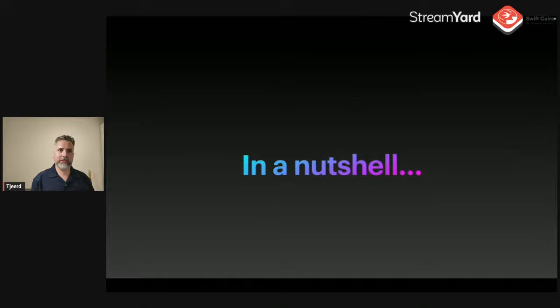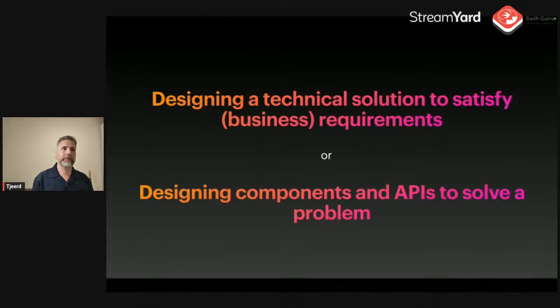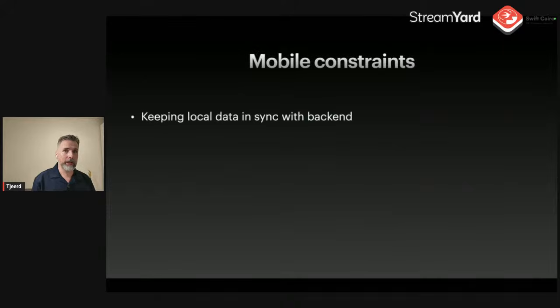And I would say, in a nutshell, it's about coming up with a technical solution to satisfy the business requirements, right? Or you can say, you design components and their APIs, like how they communicate with each other to solve a problem. Now, since we are talking about mobile, we have mobile-specific constraints. So a tricky one is always keeping the data in sync with the backend itself, maybe delivering components that are reusable because we are all working together in the same code base.